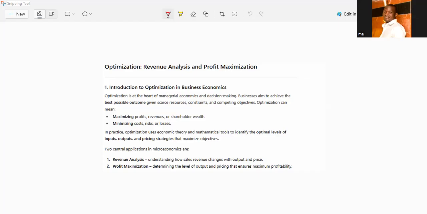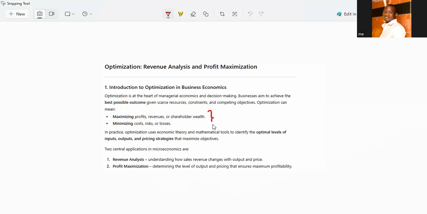We're looking at maximizing profits, maximizing revenues, maximizing shareholder wealth. So when we say we are optimizing, we are maximizing. To optimize also means to minimize risks, to minimize costs, to minimize losses. These all fall under the umbrella of optimization.